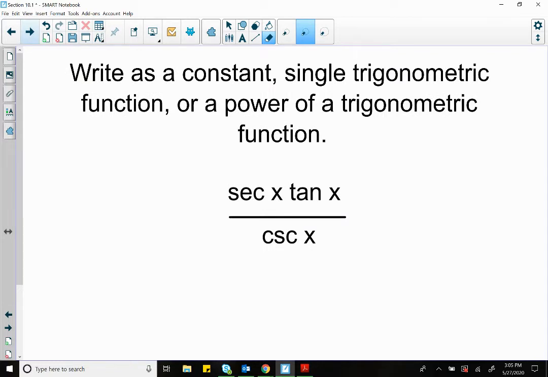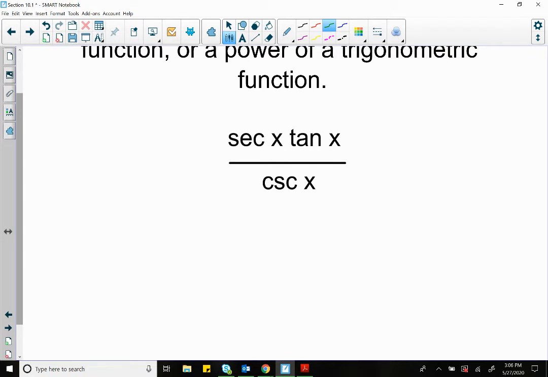Pause the video, give this one a shot. Okay. So in here, again, lots of ways that you can get through this. Probably the easiest thing I think about for this one is let's turn this into sines and cosines and see what happens. In the end, we should narrow this down to one trig function that's either itself or at a power, or it's going to be a number. So let's change everything to sines and cosines.